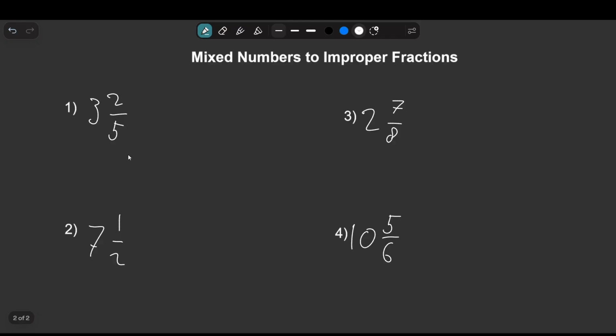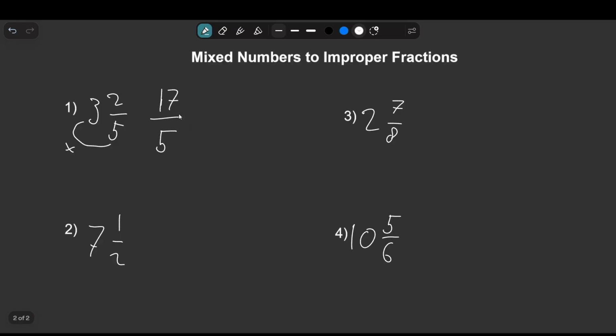With the denominator, which is 5, we're going to come around like this, like a sort of C, and we have to multiply the denominator by the whole number. We will get 15. After, we have to add the numerator to our 15, which is 17. Now, for the denominator, we just keep the 5 as our denominator, and we will have this.